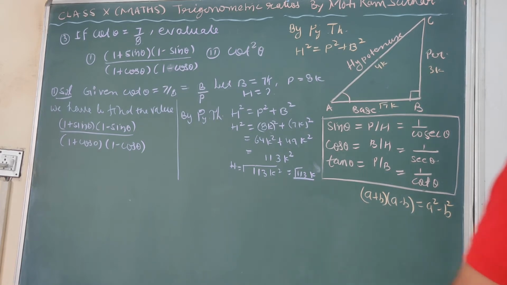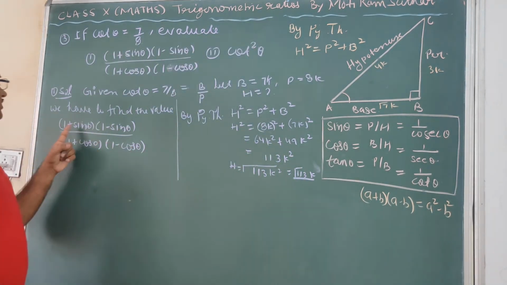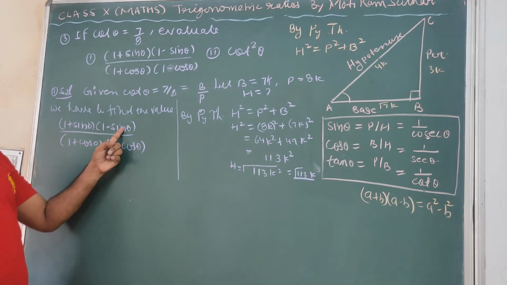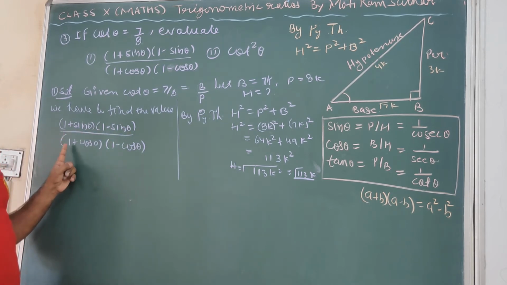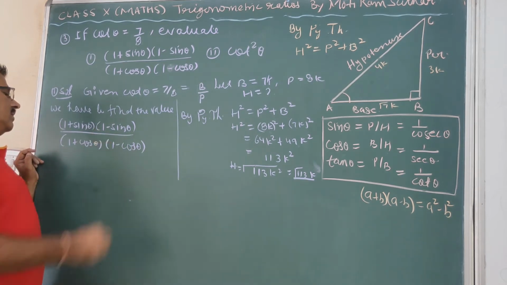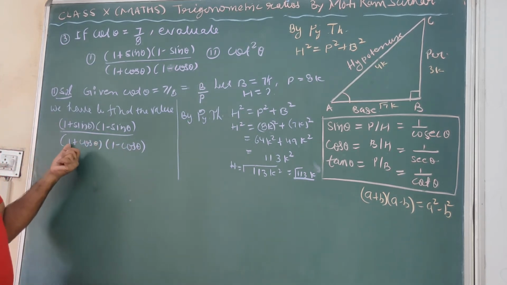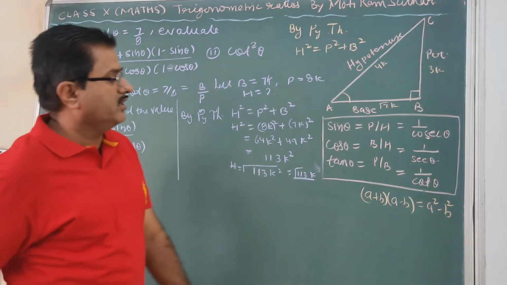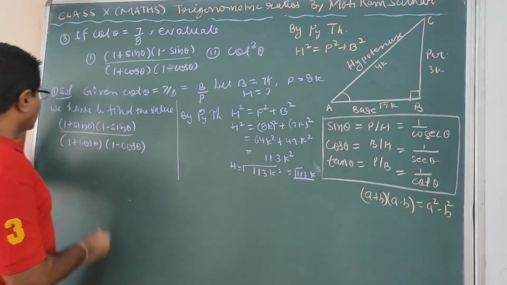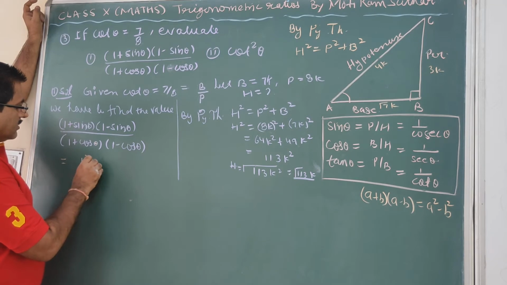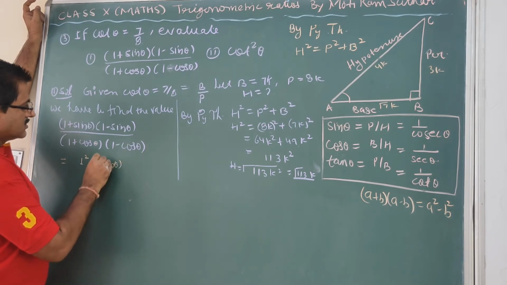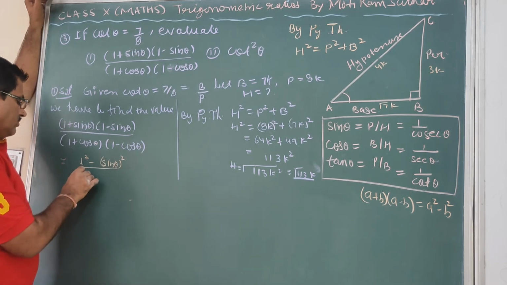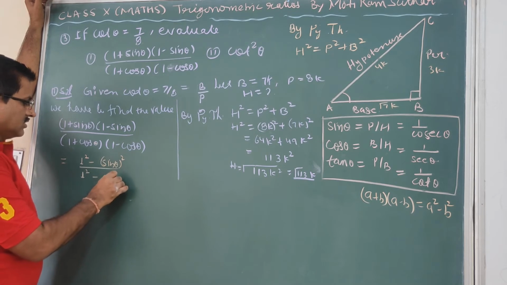Correct? So here a means 1, b means sin theta, with a plus b and a minus b in the numerator, and in the denominator also 1 plus cos theta and 1 minus cos theta. A is 1 and B is cos theta. So we use that formula, a square minus b square. In the numerator, 1 square minus sin square theta; in the denominator, 1 square minus cos square theta.